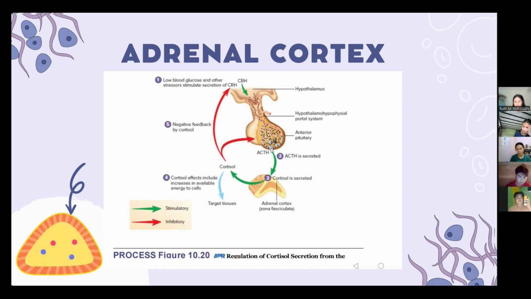Next is the process of regulation of cortisol secretion from the adrenal cortex. Corticotropin releasing hormone is released from the hypothalamic neurons in response to stress or low blood glucose and passes by way of the hypothalamo-hypophysial portal system to the anterior pituitary. In the anterior pituitary, CRH binds to and stimulates cells that secrete adrenocorticotropic hormone.